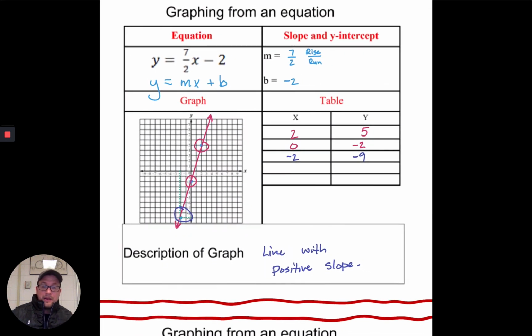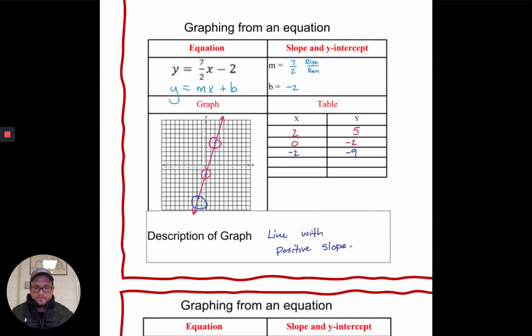And then after we found out that our next point was going to be off the graph, we said, okay, well, let's go down 7 and back 2 because that's the same thing too, right? To get your table, just find the points that your graph goes through and then give me a quick description.